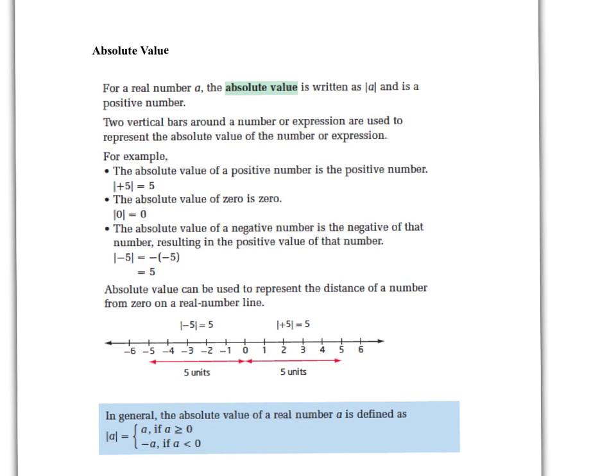And then this little part at the bottom, we're going to talk about that more when we're talking about functions. In general, the absolute value of a real number a is defined as a if a is greater than or equal to 0, and negative a if a is less than 0.